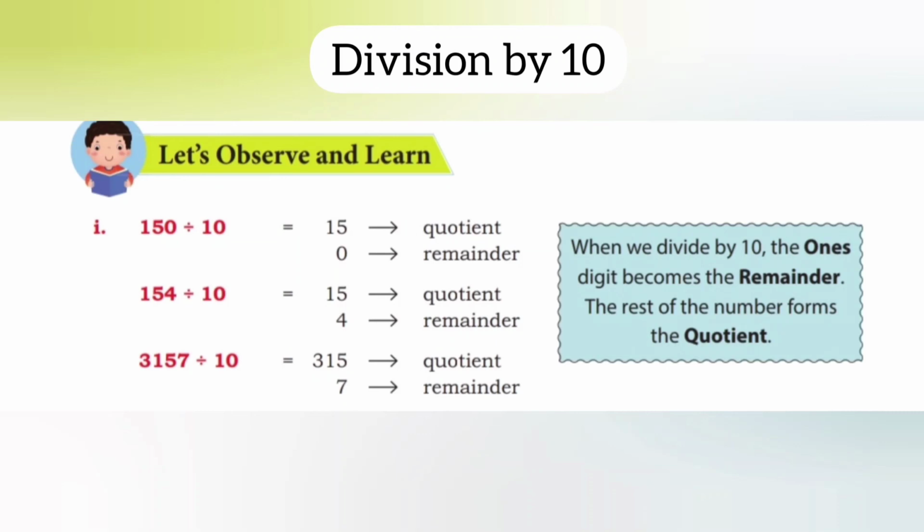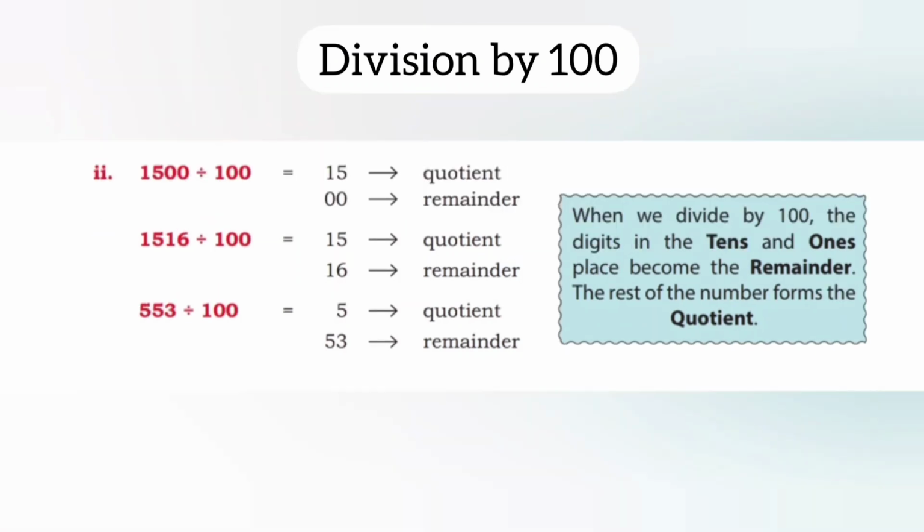What happens when we divide by 100? That's right, the digits in the tens and ones place become the remainder. The rest of the number forms the quotient. For example, 1500 divided by 100, 0, 0 is in your tens and ones place, that's your remainder, 15 is your quotient. In the same way, 1516 divided by 100, 15 is your quotient, the tens and ones place is 16 and that becomes your remainder. In 553 divided by 100, what's your quotient? That's right, 5 is your quotient because 53 is in your tens and ones place and that is your remainder.